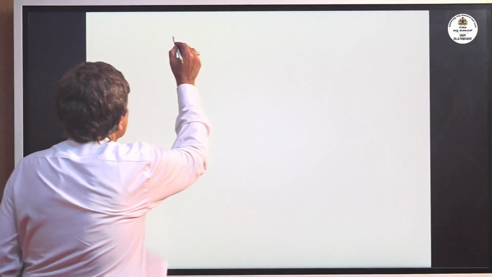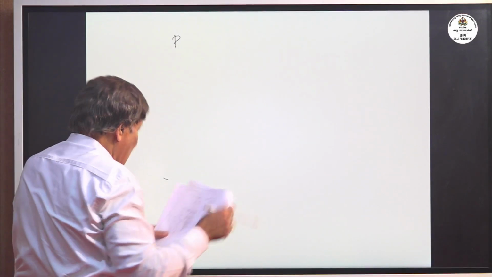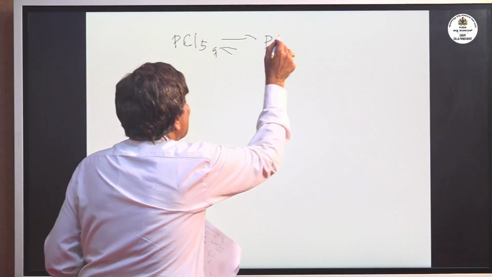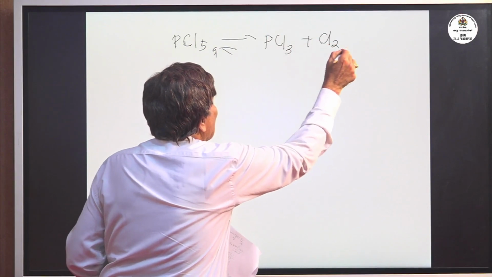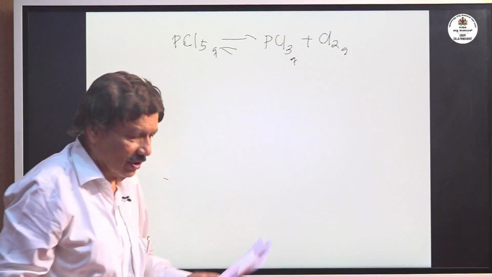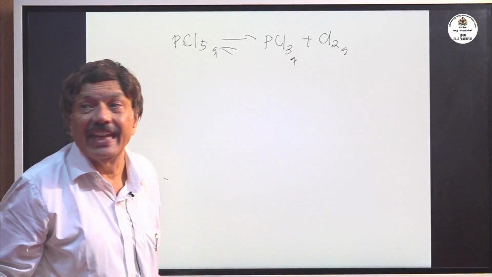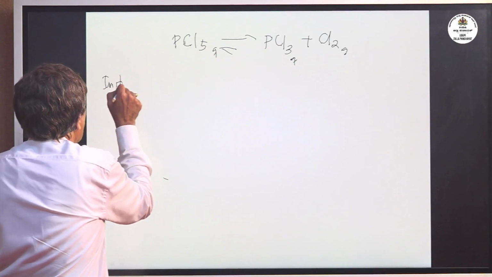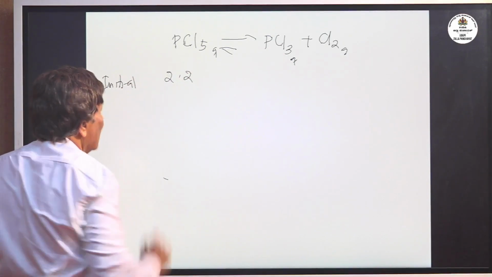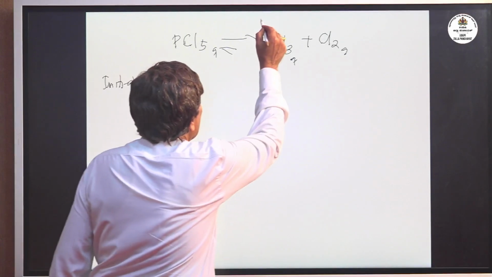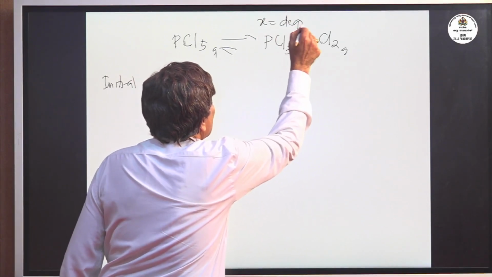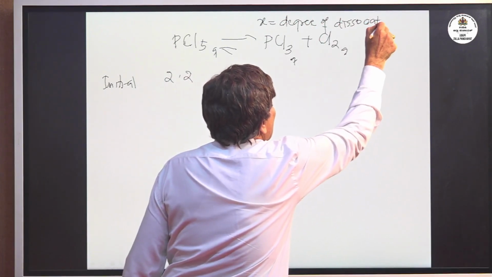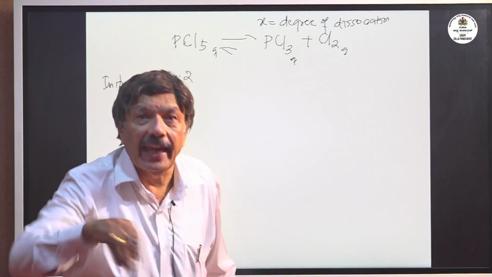Yes. PCl5. So what is the reaction? PCl5 gas gives PCl3 plus Cl2. All are gases. Right now, what they have taken? Initially they have taken 2.2 moles of PCl5. Initial, 2.2 moles. Let X be the degree of dissociation. Let it be X. Means out of 1 mole, X goes dissociation.